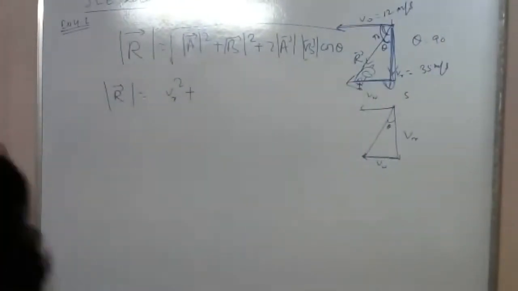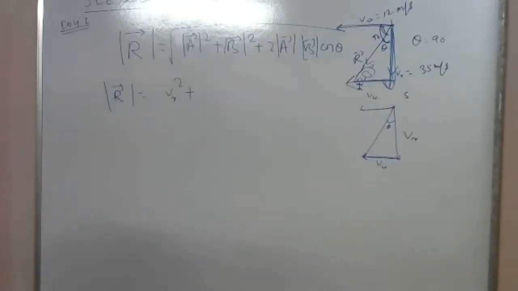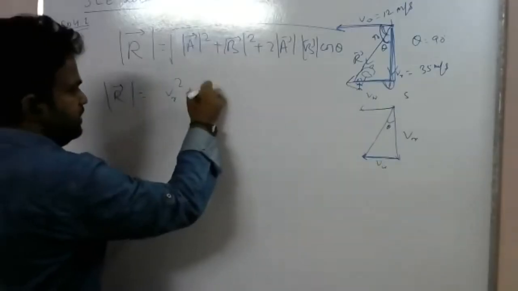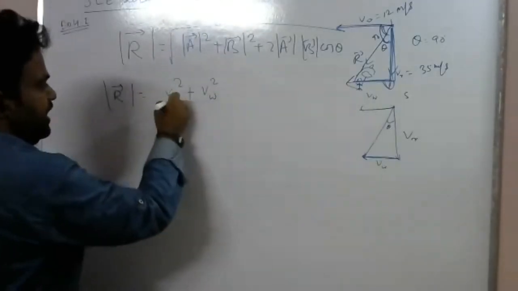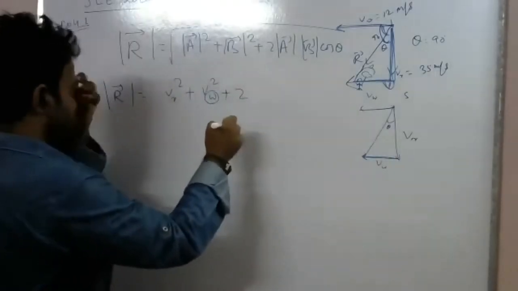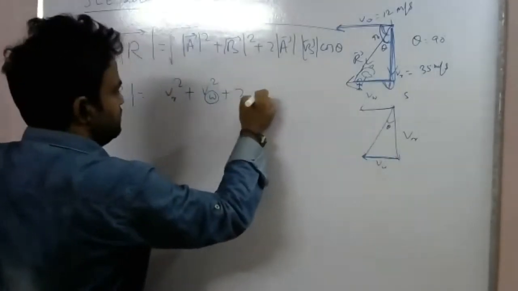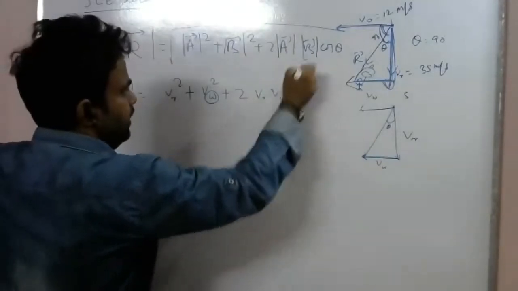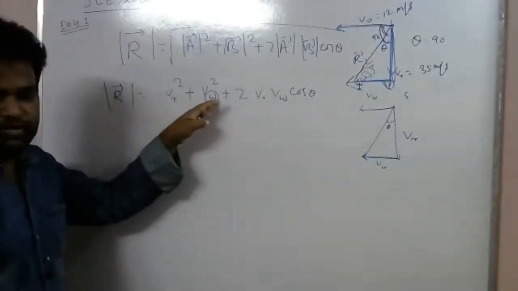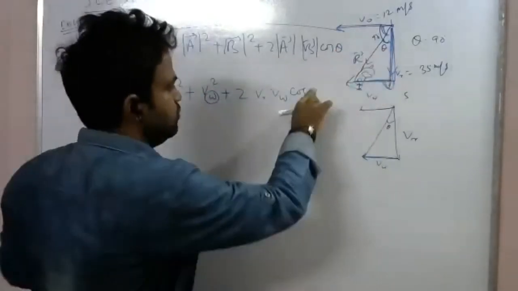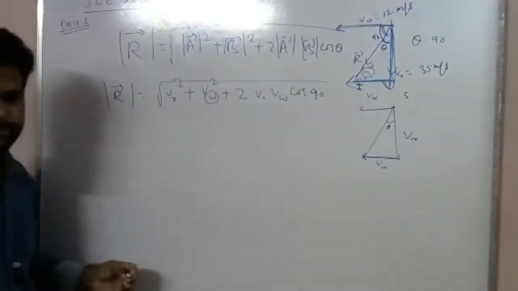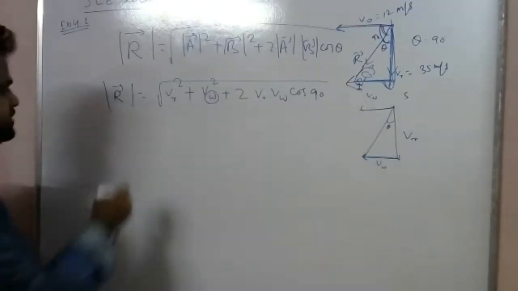Now your R in this case will be the square root of V R square plus V W square plus 2 V R magnitude V W cos theta, where R means rain and W means wind. What is cos theta? The angle between rain and wind. What is the angle? 90 degrees. So cos 90 under root. Clear?